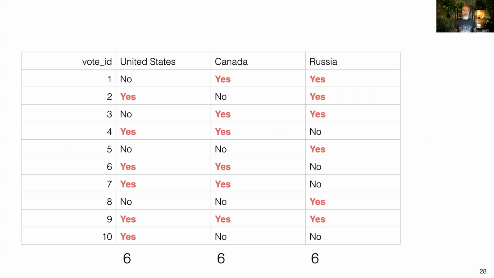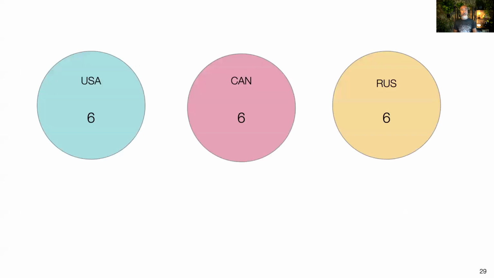So for example, I'm going to make it more simple. Let's say yes votes, right? If we focus on yes votes, the United States, Canada, and Russia each voted yes 6 times. Now we want these circles to overlap each other based on how much of the same voting any combination has.